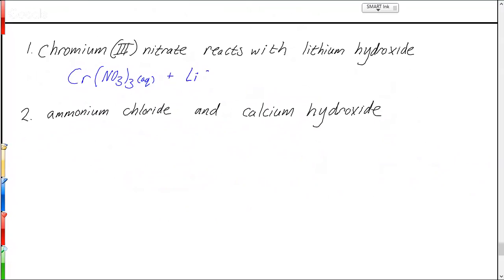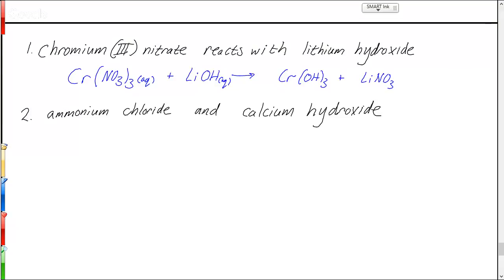And that's going to react with lithium hydroxide, LiOH. When those switch, that means we've got Cr(OH)3 and LiNO3.